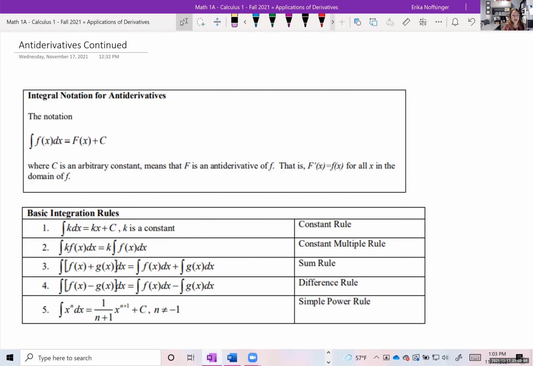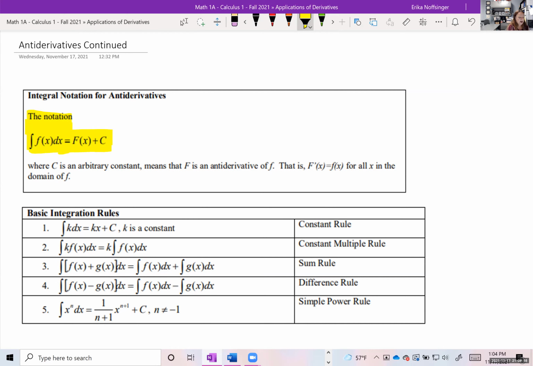So we've been working with antiderivatives. We defined what an antiderivative was yesterday. We gave new notation, which is this integral notation to represent that we're taking the antiderivative of a function. So the notation, this is the integral of f of x dx, which means I'm taking the integral of the function f of x with respect to x. This is equal to capital F of x plus c.